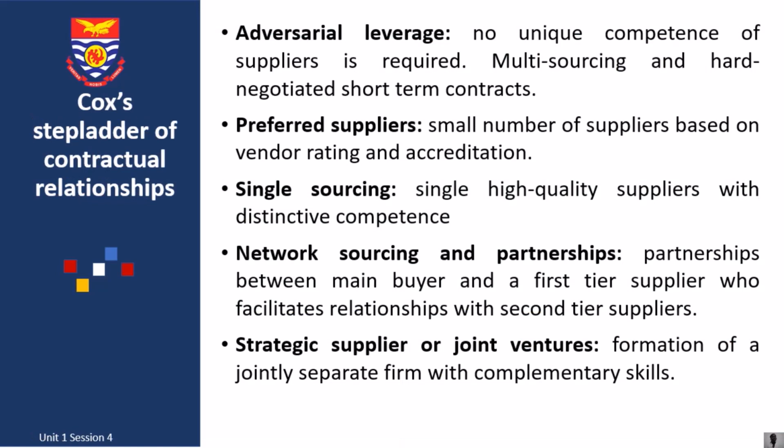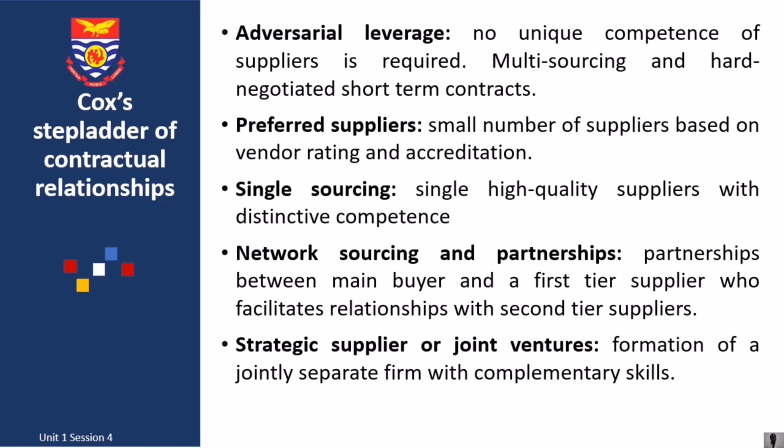Then we move on to another means of classifying relationships, which is by Cox in their step ladder of contractual relationships, which range from short-term adversarial to long-term strategic collaboration. The first one in their relationships is the adversarial leverage, where there is multi-sourcing. The buyer can decide on whoever they want to buy from. Then we move on to preferred suppliers, where buyers determine a reliable few suppliers that they want to deal with, and then they decide to buy from them.